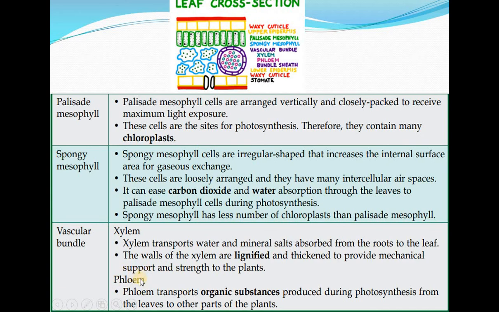Phloem transports organic substances produced during photosynthesis from the leaf to other parts of the plant. Organic substance here refers to the food produced during photosynthesis.